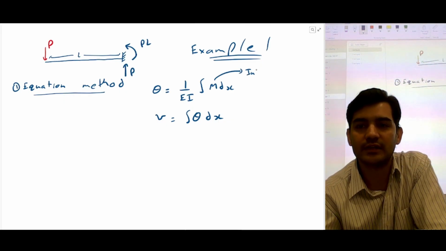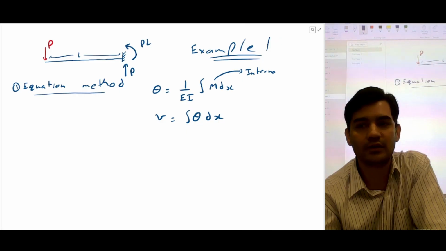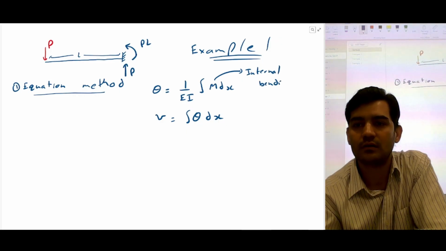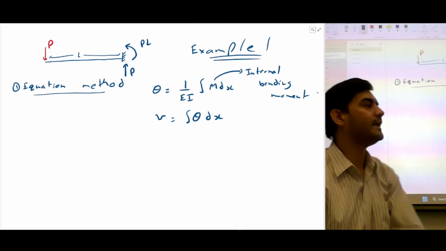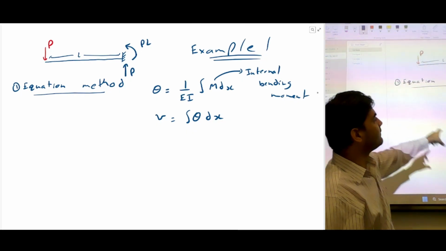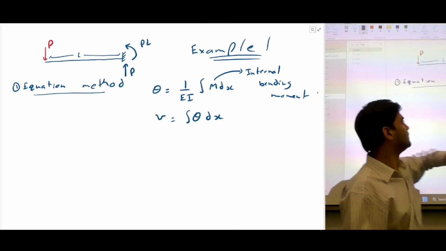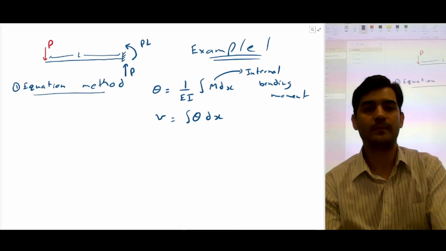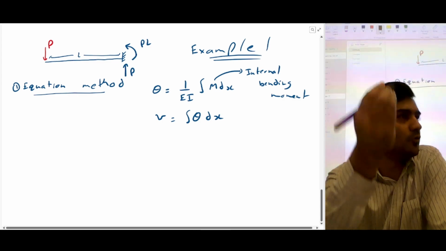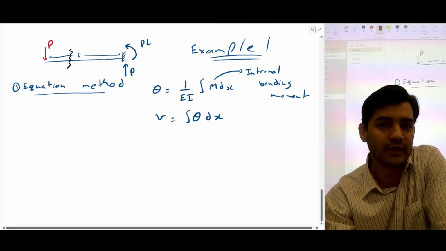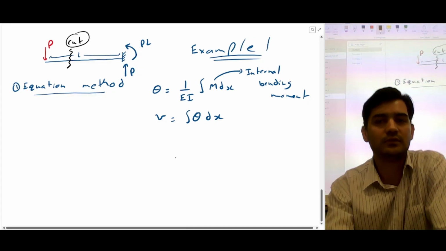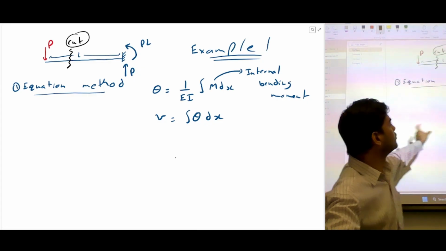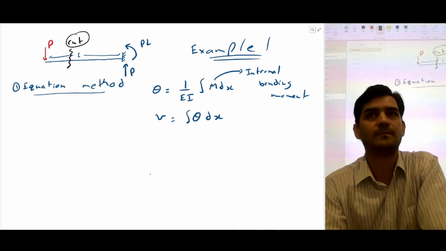This moment is actually the internal bending moment. So we need the internal moment, and once we have the internal moments, we're going to put them in this equation and calculate the bending angle. So how can we calculate the internal moment? We need to make a cut to expose internal moments, and we're going to use those internal moments in this equation.